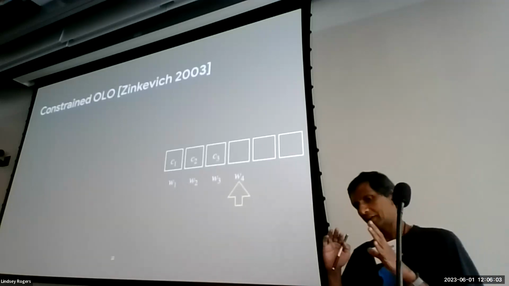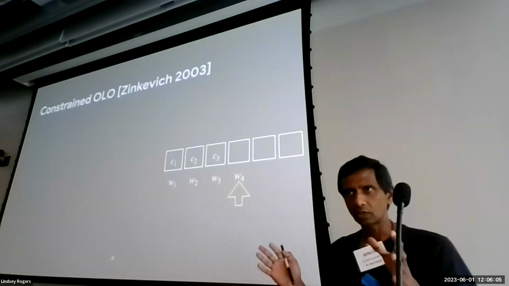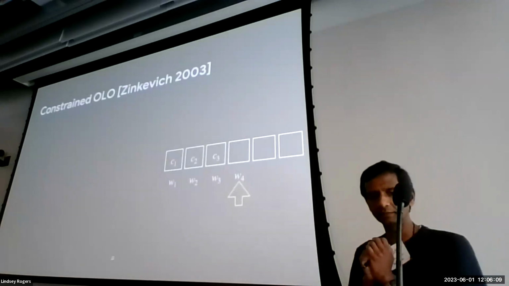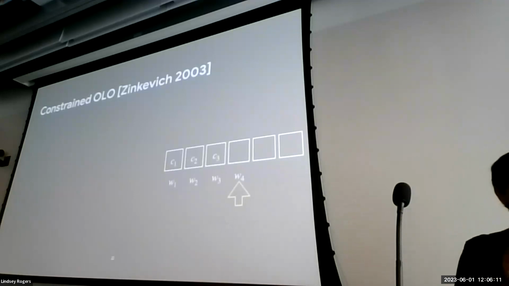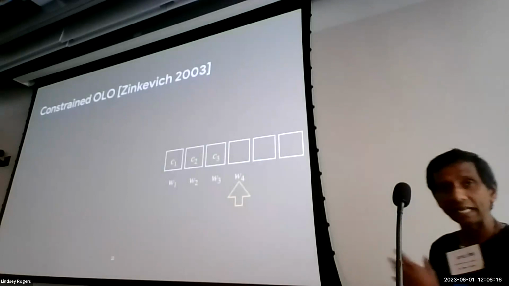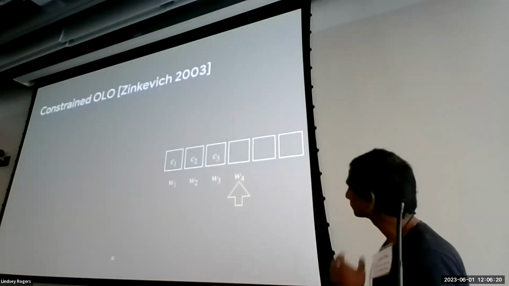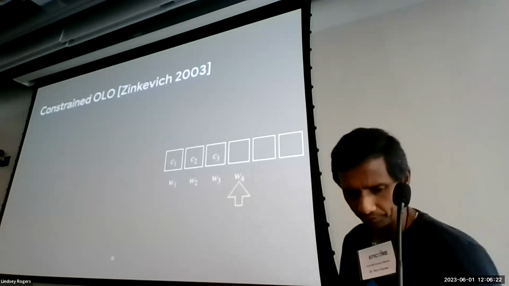So let's abandon the competitive ratio concept and look at regret. That's what we're going to focus on here. This is what is called constrained online linear optimization. It's a very beautiful, extremely elegant setup, first formalized by Zinkevich way back. So here is the setup.